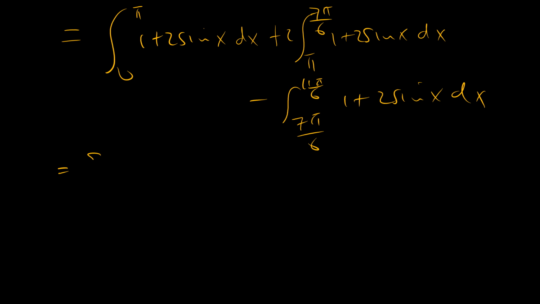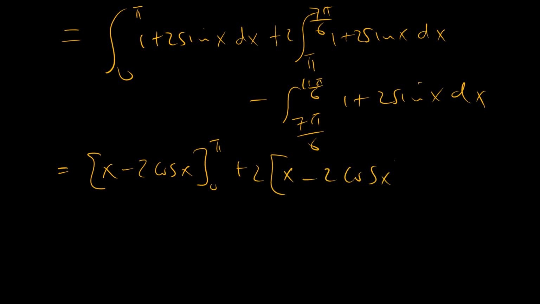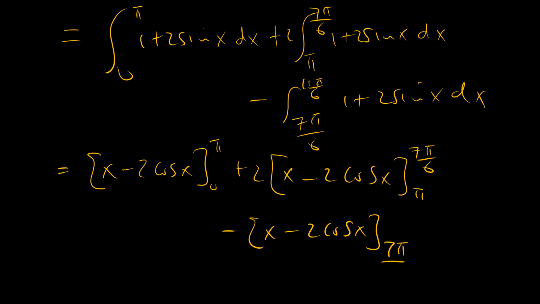So this becomes x minus 2 cosine x from 0 to pi, plus 2 times x minus 2 cosine x from pi to 7 pi over 6, minus x minus 2 cosine x from 7 pi over 6 to 11 pi over 6. Right?